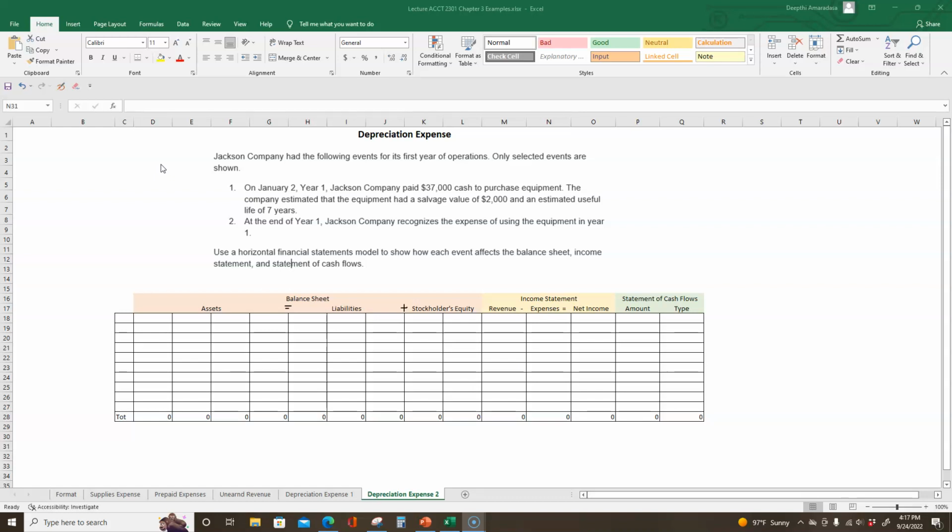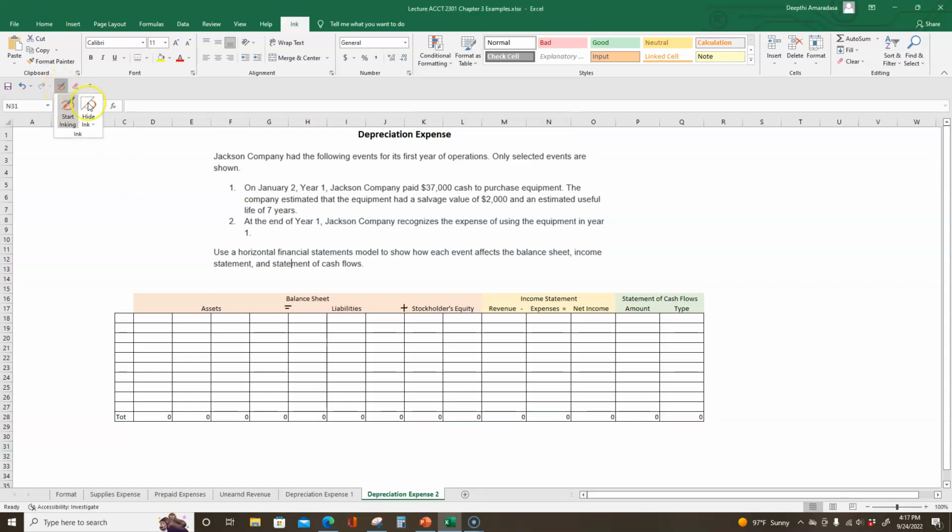On January 2nd, year 1, Jackson Company paid $37,000 cash to purchase equipment. The company estimated that the equipment had a salvage value of $2,000 and an estimated useful life of 7 years. At the end of year 1, Jackson Company recognized the expense of using the equipment in year 1. They want you to use a horizontal financial statements model to show how each event affects the balance sheet, income statement, and the statement of cash flows.